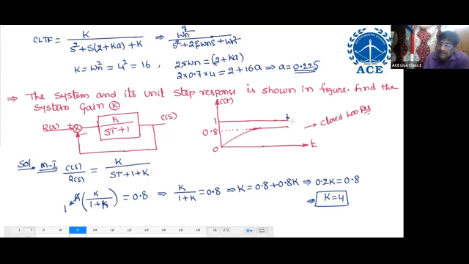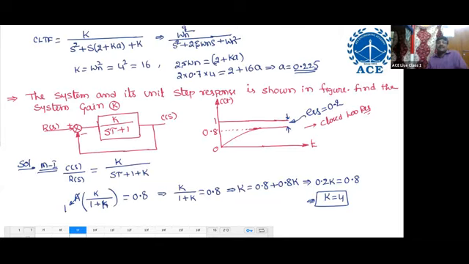Or method 2, we can solve by another method also. Here, what is the steady state error? 0.2. Error is 0.2. So now go for method 2. Use the steady state error and get the answer. Steady state error is 0.2, for which input? Unit step input.